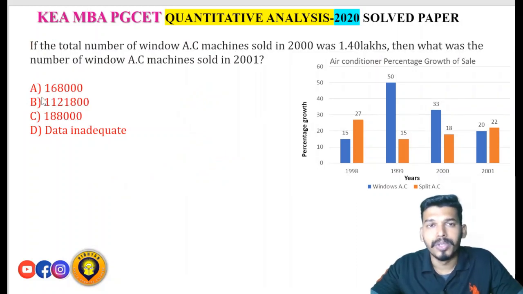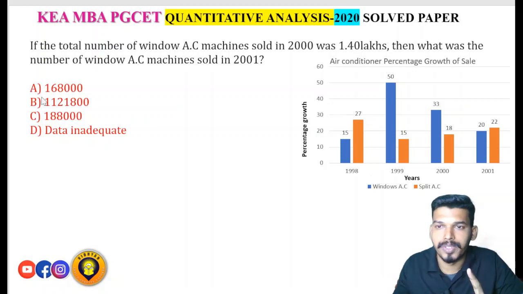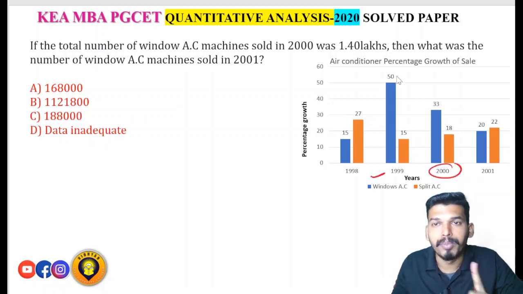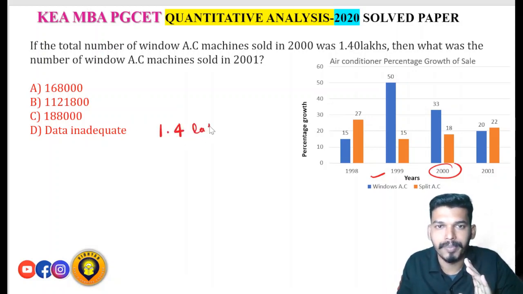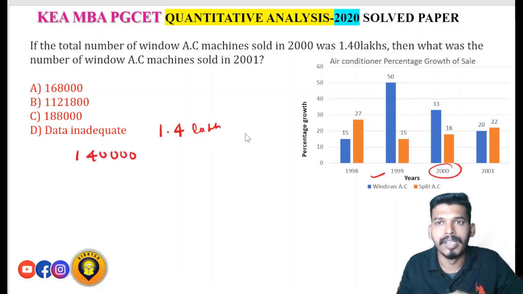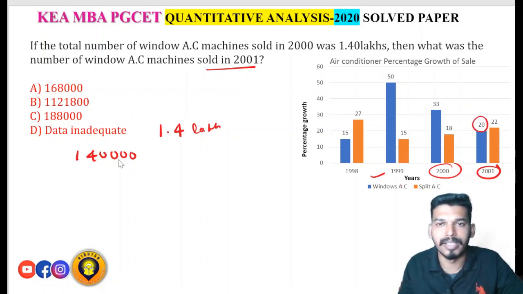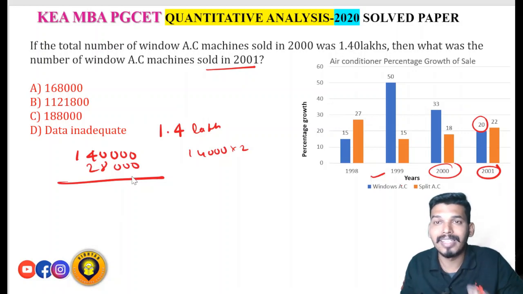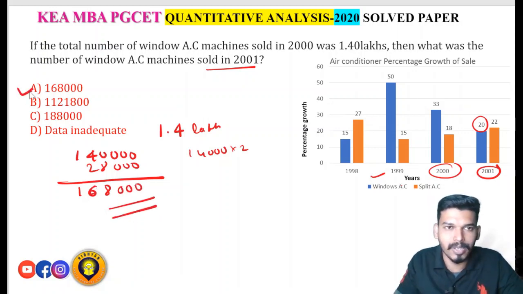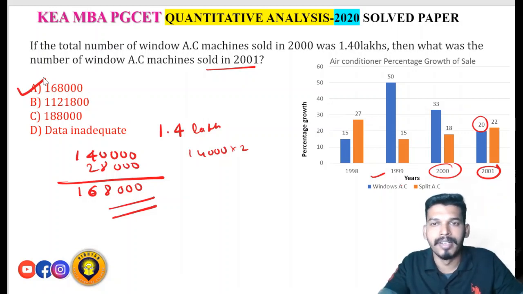Next one. If the total number of window AC machines sold in 2000 was 1.4 lakh, then what was the number of window AC machines sold in 2001? See, here they have given you values. Total number of window AC machines sold in 2000, 1.4 lakh, that is 1,40,000, correct? Then what was the number of window AC machines sold in 2001? So in 2001, window AC machine sales have increased by 20%. Right, so 20% of 140,000 will be how much? 10% will be 14,000, 20% will be 14,000 into 2, 28,000. Okay, sales increase by 28,000. So therefore total sales will become how much? 1,68,000. So here you can find the value, so the answer is 1,68,000.